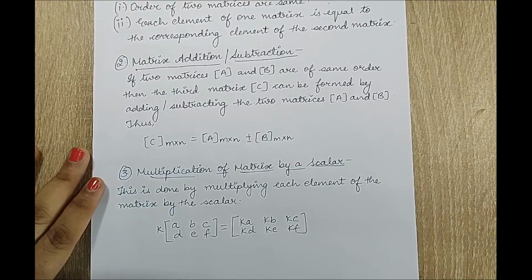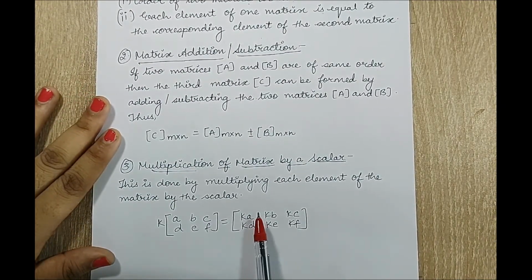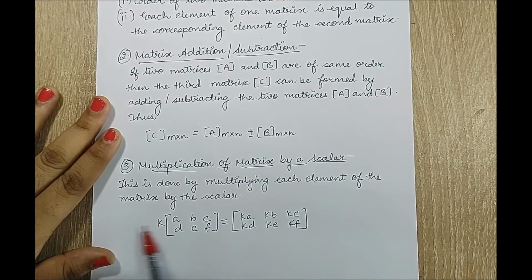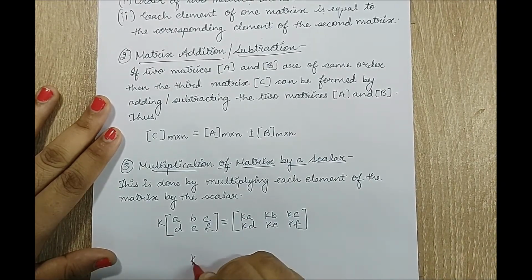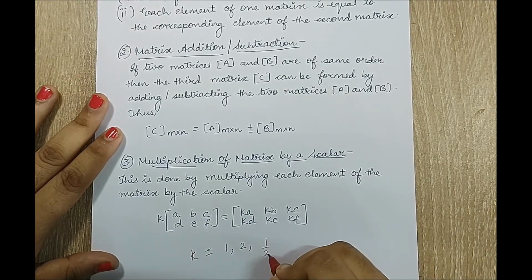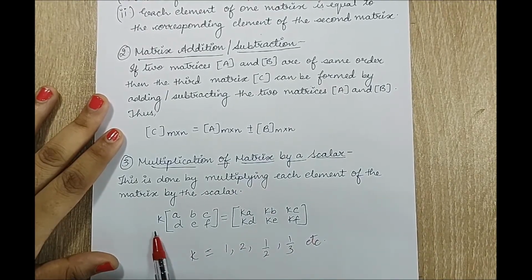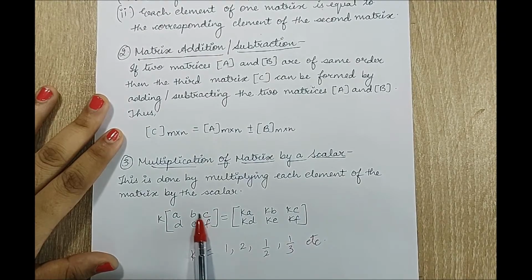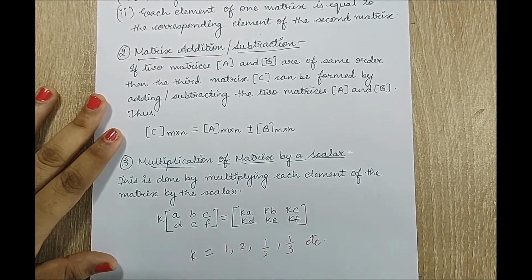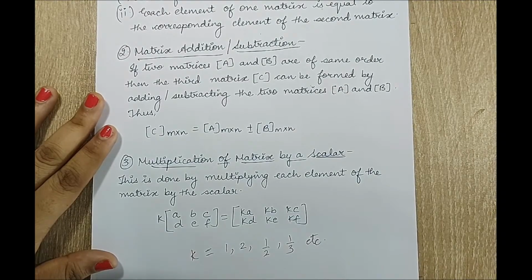We'll just shift to multiplication of a matrix by a scalar. This is done by multiplying each element of the matrix by the scalar. You can observe k is a scalar value. This value of k can be anything. It can be 1, it can be 2, it can be 1 by 2, it can be 1 by 3, it can be any other number. So if this is a common number which is outside, you just have to multiply it with each element and write the final answer. So this is how multiplication of a matrix by a scalar is done.